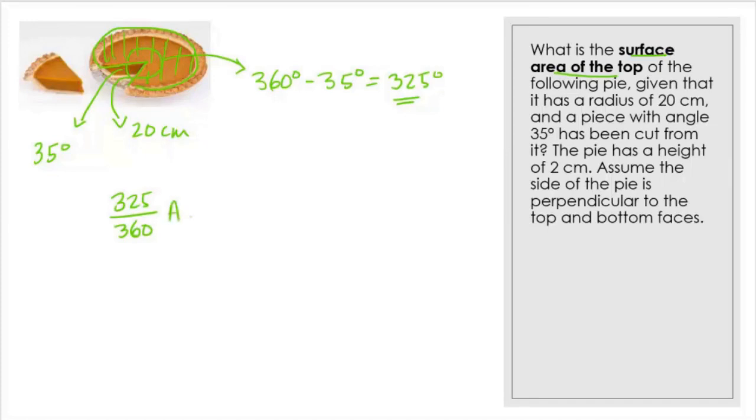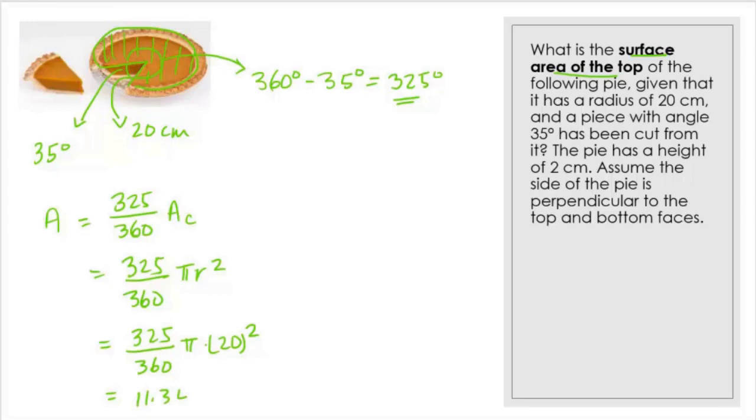And what is the area of the circle? Okay, so the area of the surface is going to be 325/360ths of the area of the circle. So we have 325/360ths of pi r squared. So now we just have to fill in the value for r of this ludicrously large pie. So we have 325 over 360 times pi times 20 squared, which gives us 11.34 centimeters squared.